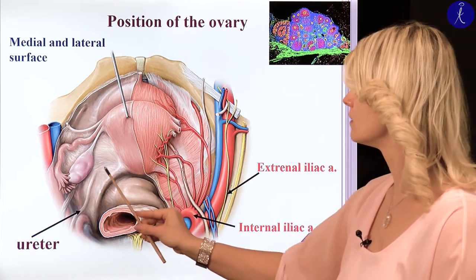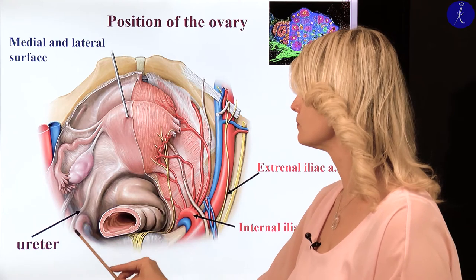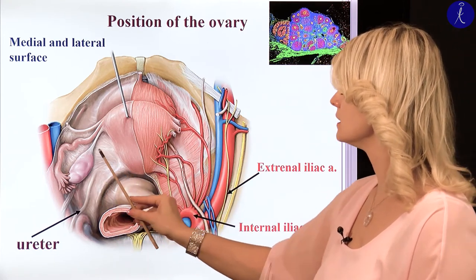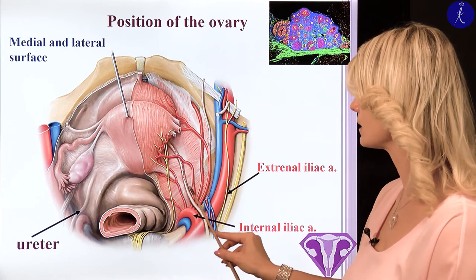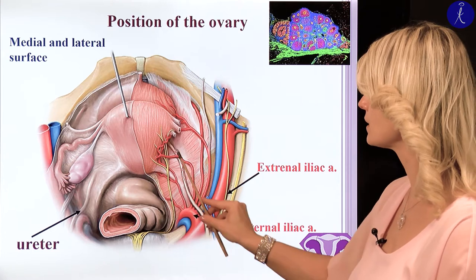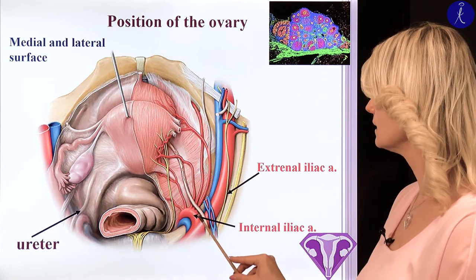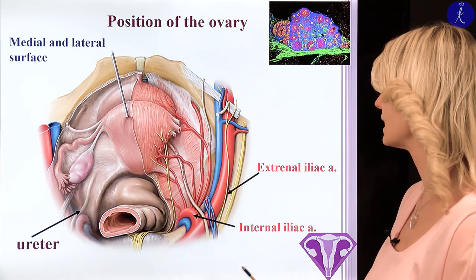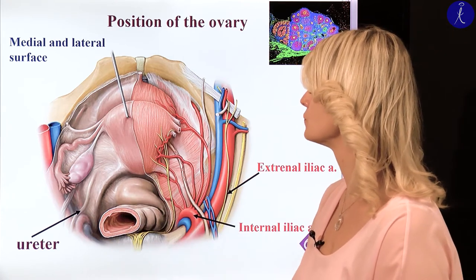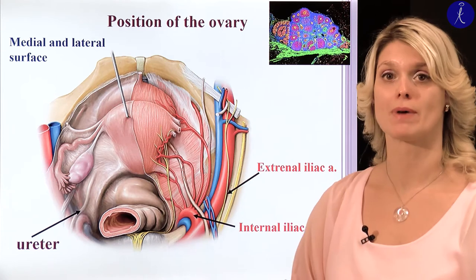It is very important to mention here another anatomical relation. The ovary has a direct connection with the ureter too. The ureter is running behind the ovary on the surface of the external iliac artery. Here you can see the position of the ureter in the small pelvis.